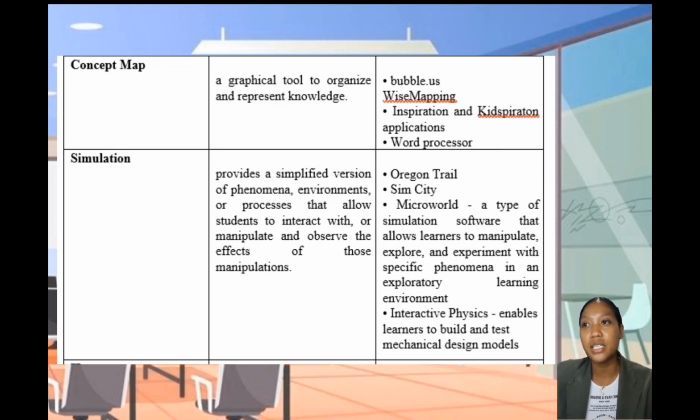Next mind tool is simulation. It provides a simplified version of phenomena, environments, or processes that allow students to interact with or manipulate and observe the effects of those manipulations. For example, Oregon Trail, SimCity, Microworld, a type of simulation software that allows learners to manipulate, explore, and experiment with specific phenomena in an exploratory learning environment. Interactive physics enables learners to build and test mechanical design models.